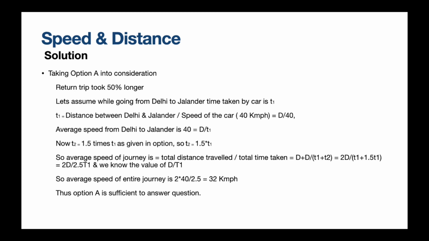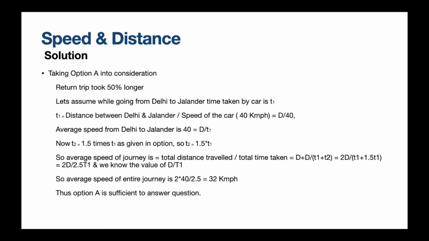Now, the average speed from Delhi to Jalandhar is 40, which is equal to D by T1. Now, I've been told that while returning, he took 1.5 times longer than the time he took to travel from Delhi to Jalandhar. So the time for the return trip would be 1.5 times T1.